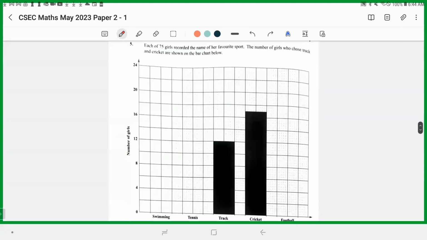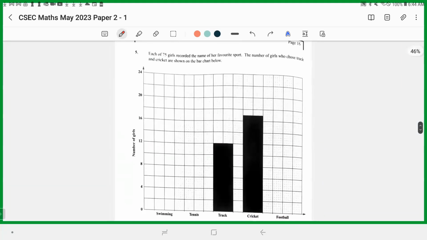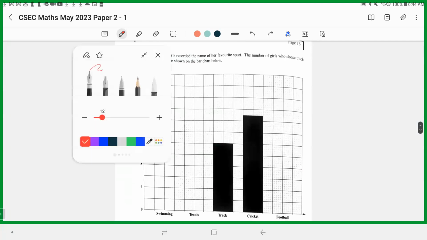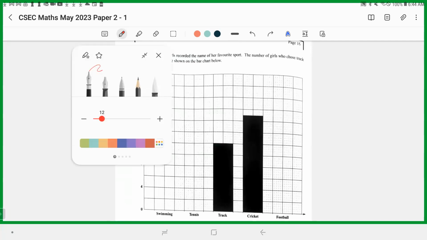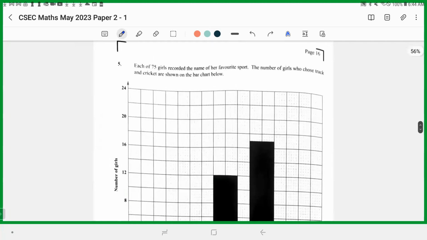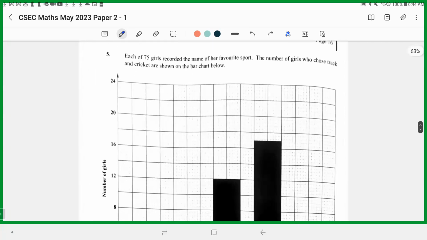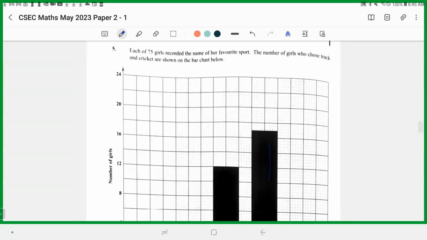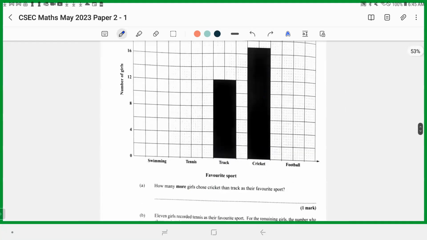This question now, number 5. Number 5 says, each of 75 girls, 75 is the total, recorded the name of their favorite sport. It's a statistics question. The number of girls who chose track and cricket are shown on the bar chart. Track and cricket. All right, so track, this is cricket.